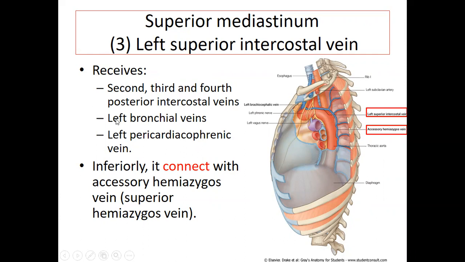And also from the left bronchial vein, and it also receives venous drainage from the left pericardiophrenic vein. You can see here, this is the posterior intercostal vein. So it will drain into the left superior intercostal vein.